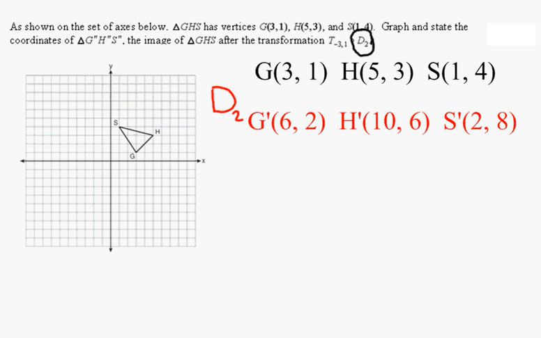Now the next step is to translate, and we are going to perform the translation on our second set of coordinates, not the original coordinates. So the translation is being performed to the dilated points.